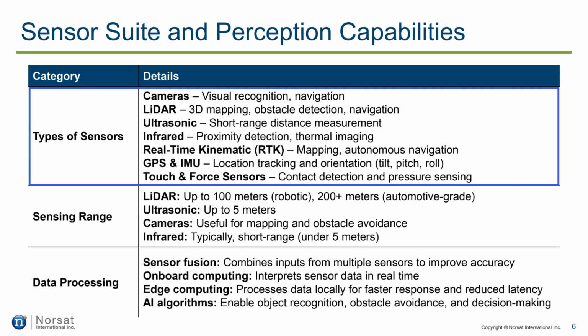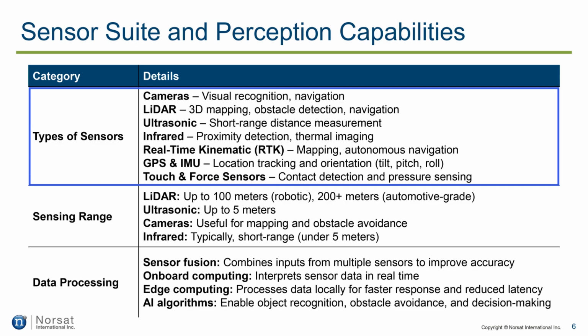Real-time kinematic, or RTK, is a high-precision positioning technique. RTK lets robots know their position within a few centimeters, which is crucial for mapping, autonomous navigation, and repeatable path following. GPS gives outdoor robots location data, while IMUs, inertial measurement units, track movement, orientation, and tilt. Touch and force sensors allow the robot to feel pressure or contact, useful in manipulation and human-robot interaction.